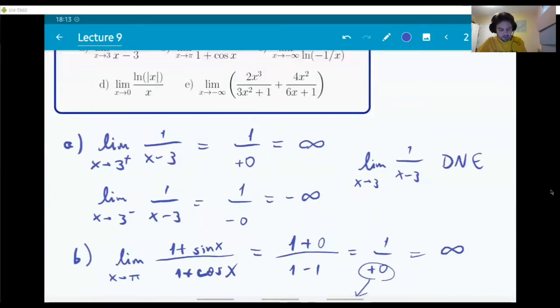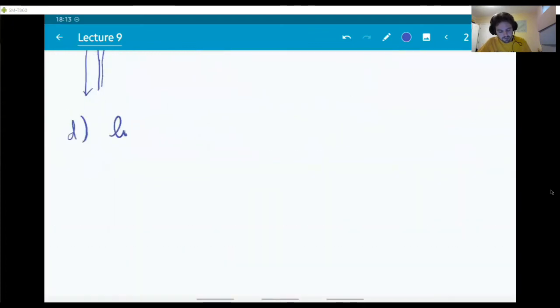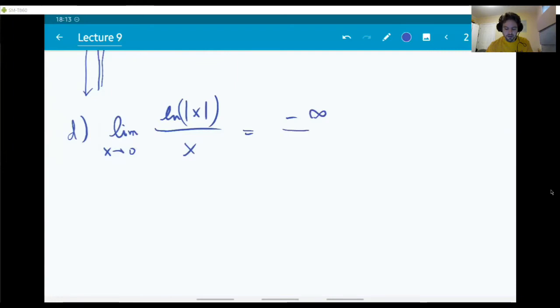Item D now. ln of absolute value of x over x. And x is going to 0. So if you just try to plug in x equals 0, once again, you have ln of 0, minus infinity. And now it's divided by 0. This is one of those where you have a big number divided by a small number. So the answer is big. The answer is going to be infinity.